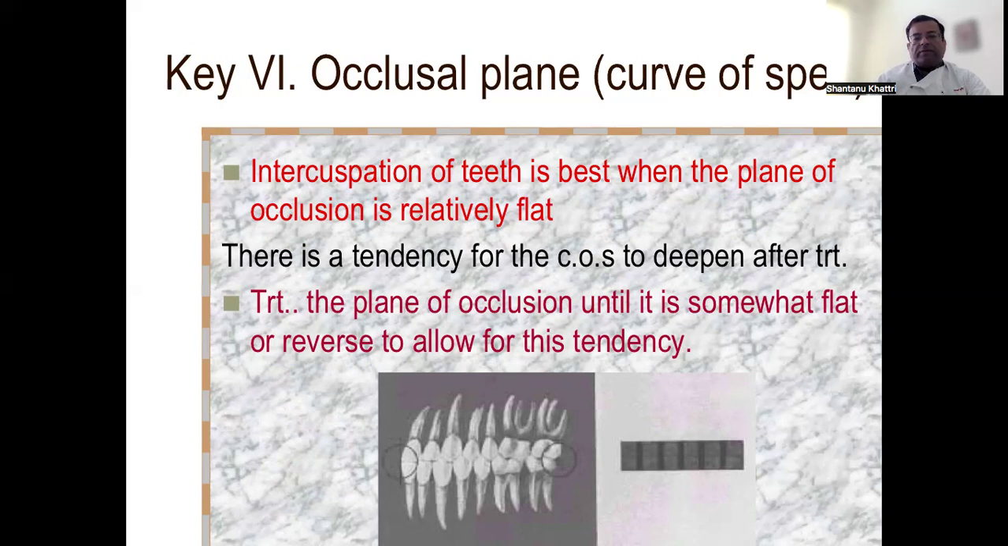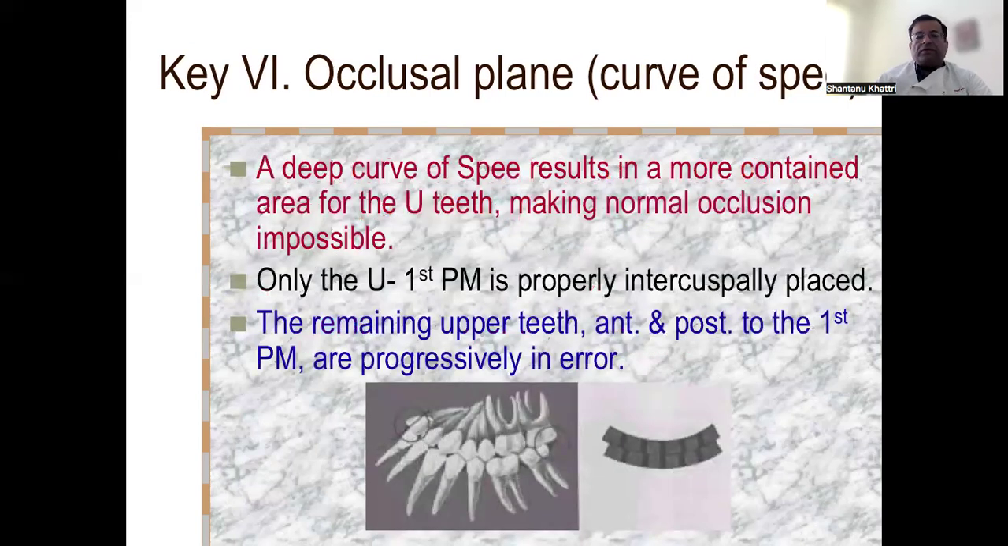During treatment, the plane of occlusion should be made flat, or even reversed, to allow for this tendency. A deep curve of Spee results in less contained area for the upper teeth, making normal occlusion impossible. Only the upper first premolar is properly intercuspally placed. The remaining upper teeth, anterior or posterior to the first premolar, are progressively in error. So a deep curve of Spee is also not acceptable.